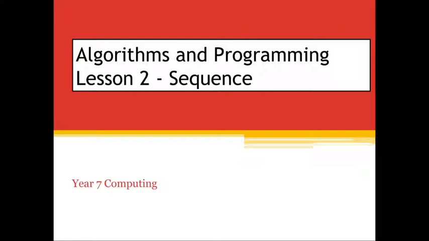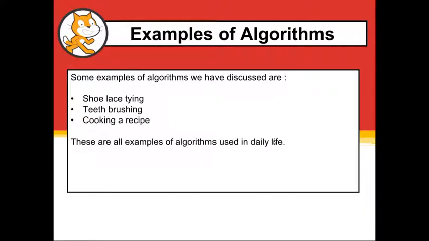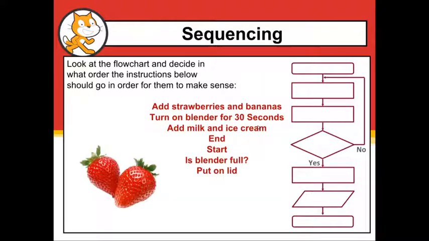Firstly, let's see, we want to understand what we mean by sequence. We want to be able to create an algorithm with sequence and to be able to create the code to make it follow an algorithm. And we'll look at that in just a second. Firstly, as we said, shoelace tying, teeth brushing, or cooking or preparing food to a recipe is an excellent example of an algorithm. And in our example last week, we used the example of making a smoothie. So let's have a look at that.